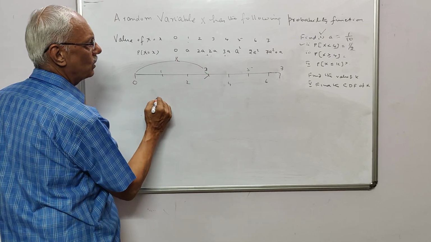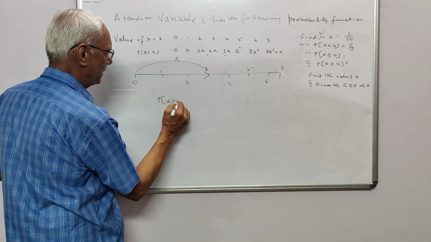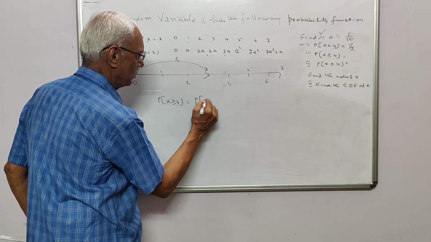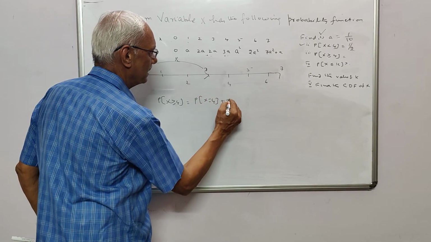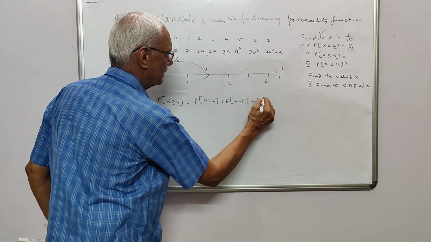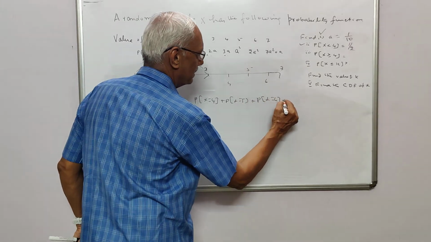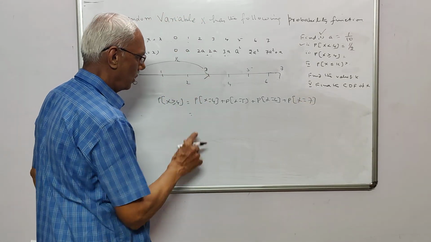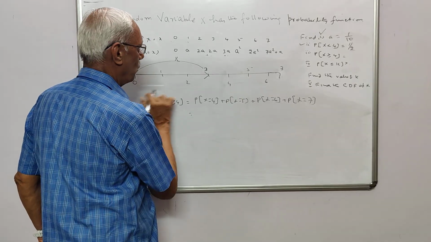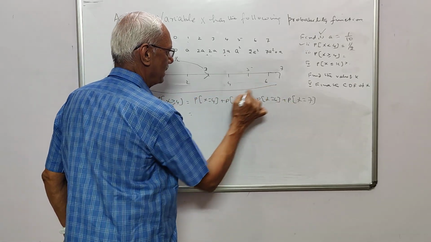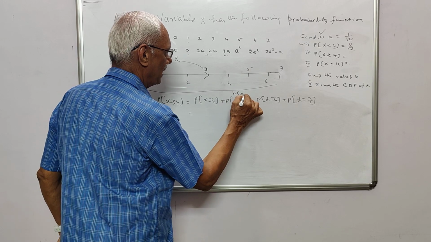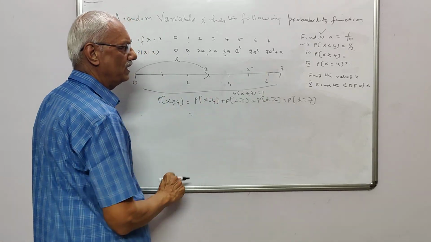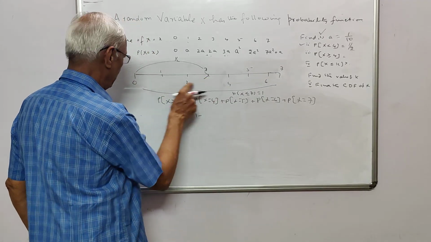Now you want P of x greater than or equal to 4. Greater than or equal to 4 means you have to take this 4. So this is equal to x is equal to 4 plus x is equal to 5 plus x is equal to 6 plus x is equal to 7. The same thing can be written as, whole of this is probability 1. The probability of x less than or equal to 7 is equal to 1. If we take the full probability, it is 1. So it is 1 minus this one.